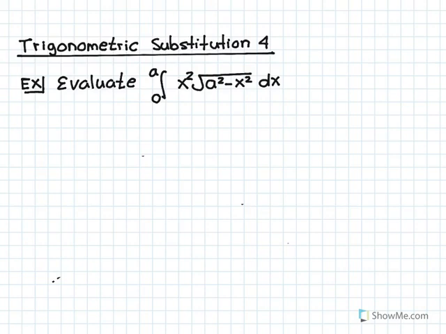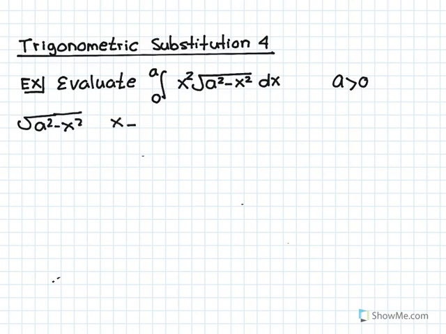In this video, we're going to apply trigonometric substitution to solve a definite integral. Here we have the integral from 0 to a of x squared times the root of a squared minus x squared dx. a is just a constant. We will assume that a is larger than 0. Alright, so we have the root of a squared minus x squared. That is constant squared minus variable squared.